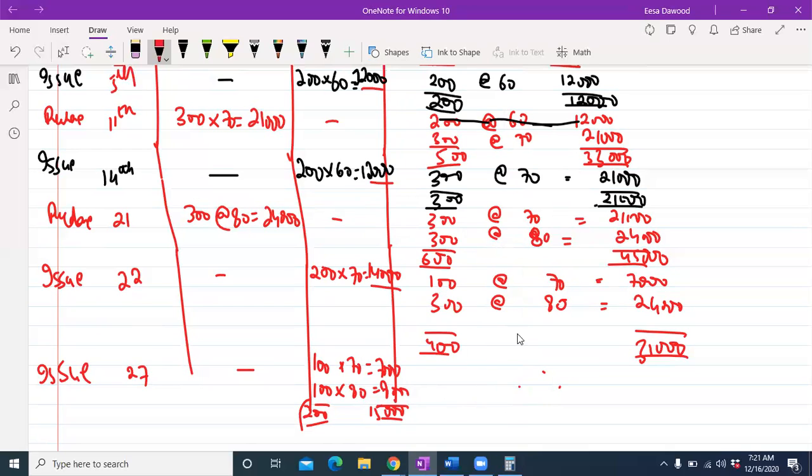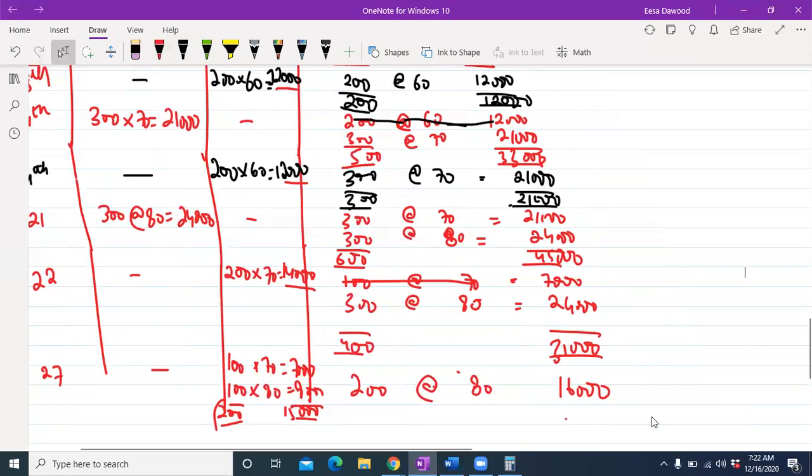So what is left in the closing balance? Okay, this is gone, and from the 80 batch 100 has been issued. Now what is left in the inventory under FIFO method? 200 at 80. What is the value of the inventory? It is 16,000. So understood?